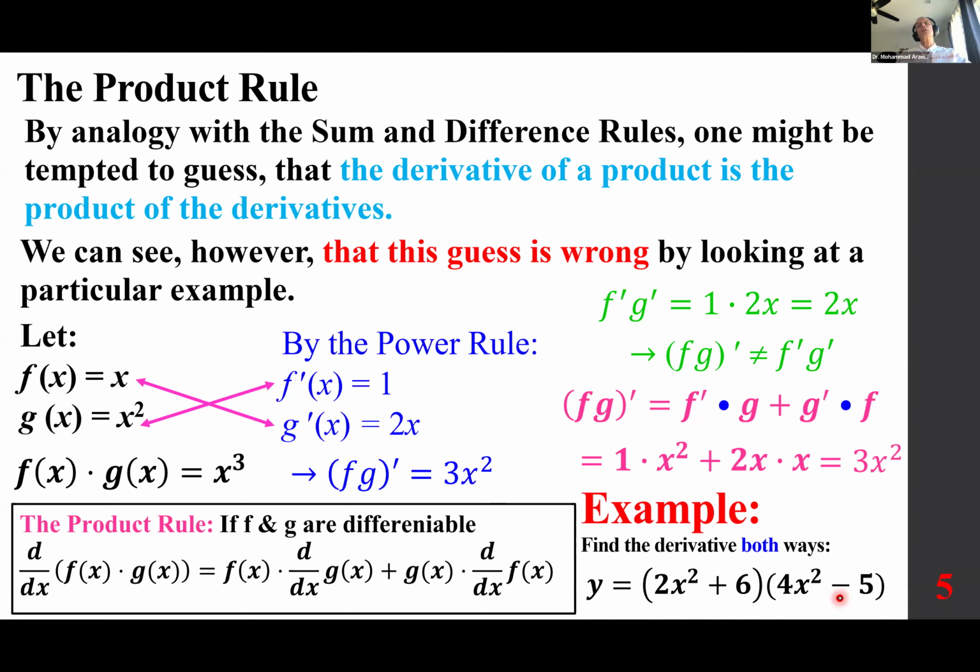So f prime is simply 1 times g, which is e to the power of x, plus g prime, the derivative of e to the power of x is itself, times f, which is x. And obviously, we can take the common factor of e to the power of x. So this is it as far as calculus is concerned. e to the power of x is out, 1 plus x. That is the factored format.